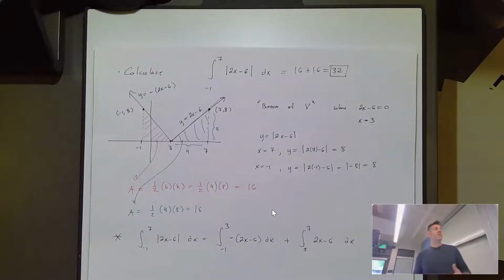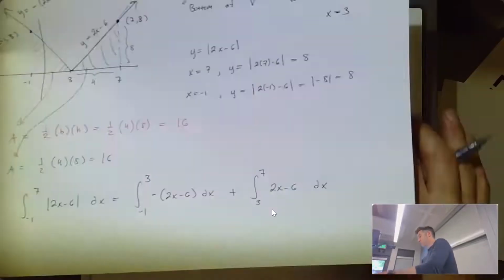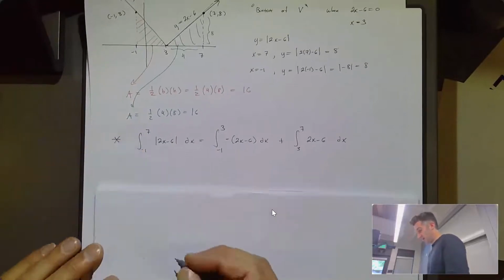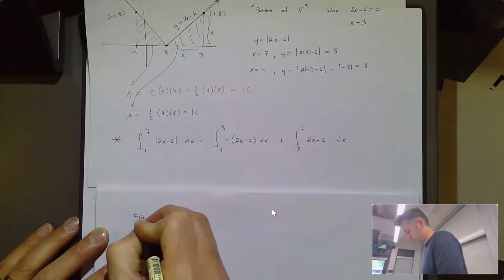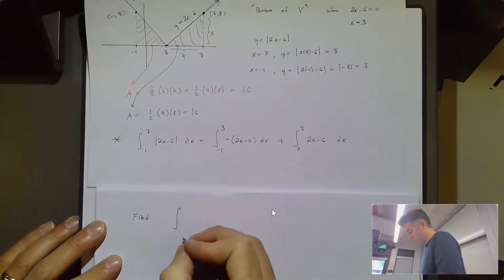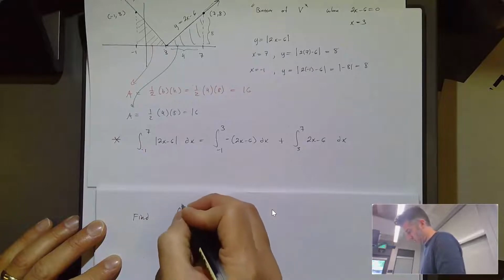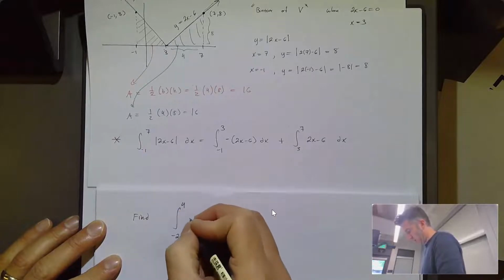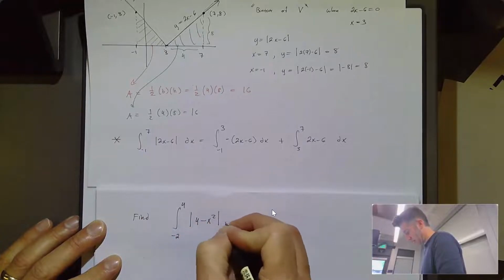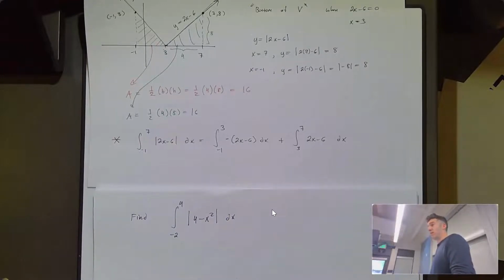It is a method we have to use if we want to calculate something like the following. So what if instead we said, find the following? Find the integral from -2 to 4 of the absolute value of 4 minus x squared. This one is going to require a little more effort.